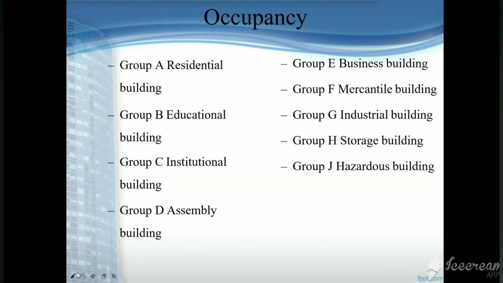Now coming to types of building. So as per NBC 1970, the buildings are classified based on occupancy as follows. So buildings are classified into 9 groups starting from group A to group J. In some textbooks, group J is mentioned as group I.